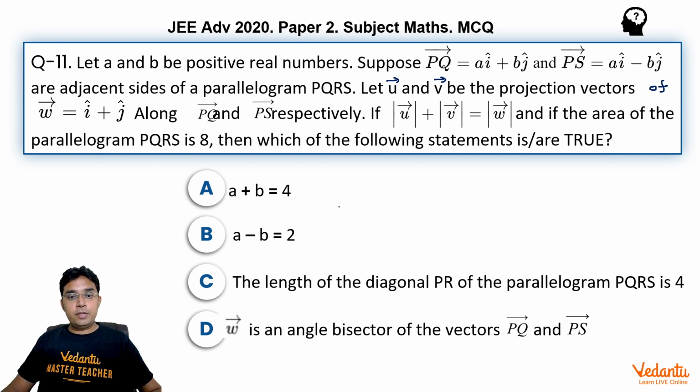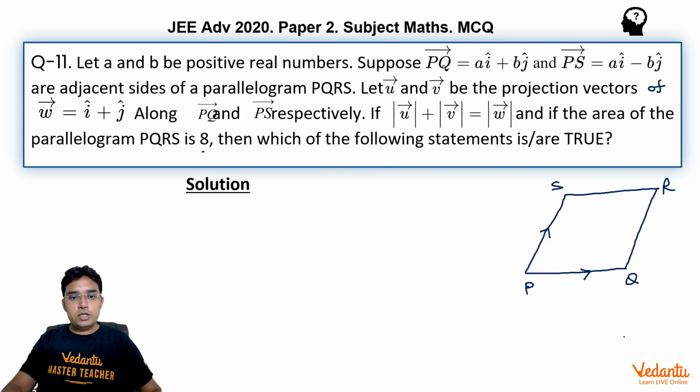Option A, A plus B equal to 4. Option B, A minus B is equal to 2. Option C, the length of diagonal PR of the parallelogram PQRS is 4. And D, W is an angle bisector of the vector PQ and PS. Let us see how to do this question.